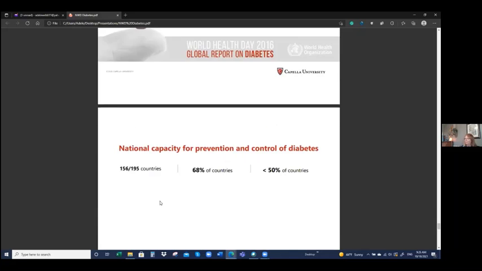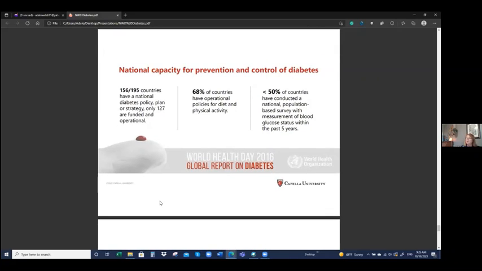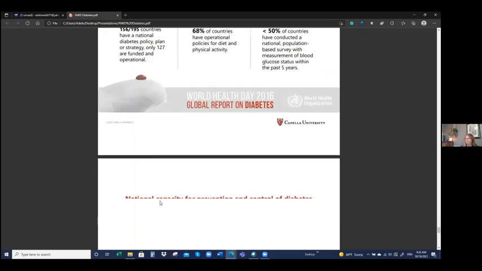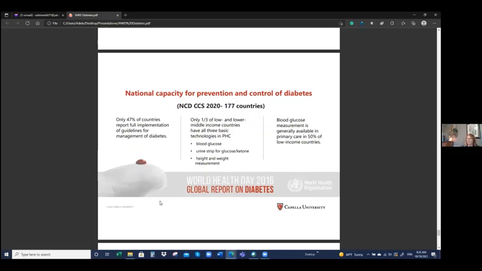And I know I'm pretty quickly running out of time, but have a national plan. You can see that about 68% of countries around the world have operational policies for diet and physical activity. And then the ones that have the policies, only about half of them have implemented them. So look at your country's policies. If you don't have one, write one. If you have one, help get it implemented.